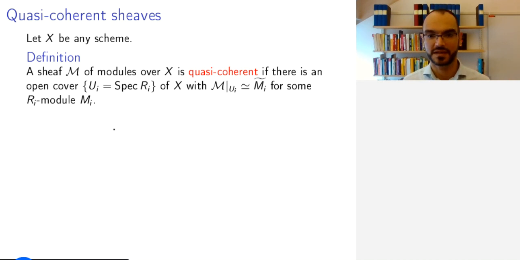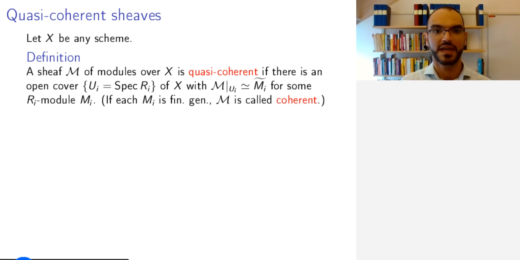Quasi-coherent sounds like it comes from a notion of coherence, and indeed you can call a sheaf coherent if in addition these Mi are finitely generated modules over Ri. In practice this will very often be the case, but nevertheless one speaks more often of quasi-coherent sheaves than coherent sheaves, even in the finitely generated case.